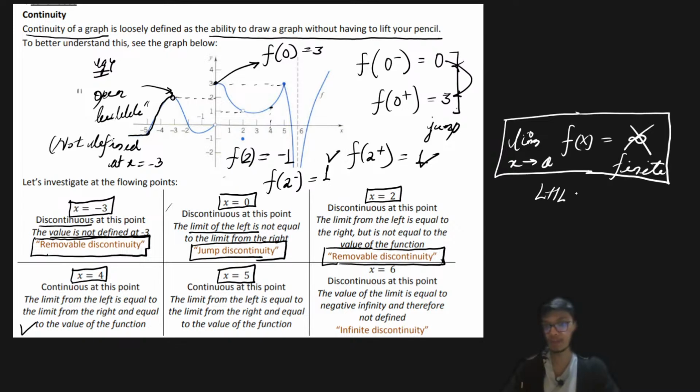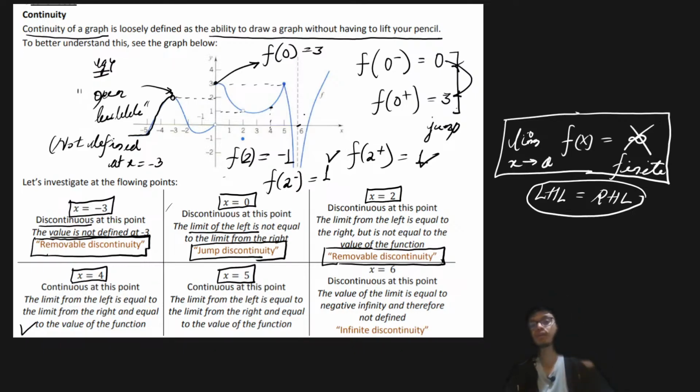And for a limit to exist, your LHL, I mean the left-hand limit, should be equal to the right-hand limit. Very, very important, right? So if you look at x equals 6 in the graph over here, what you find is that at x equals 6, the function is not defined.